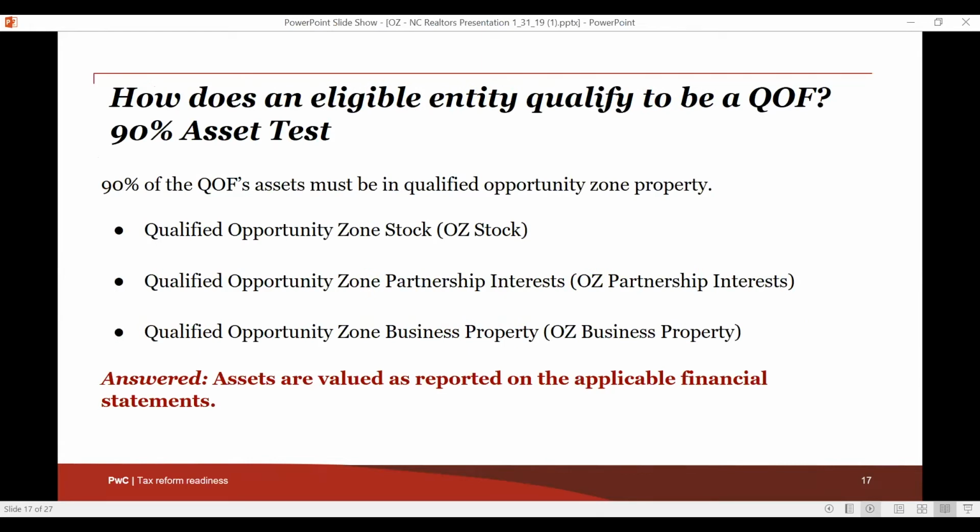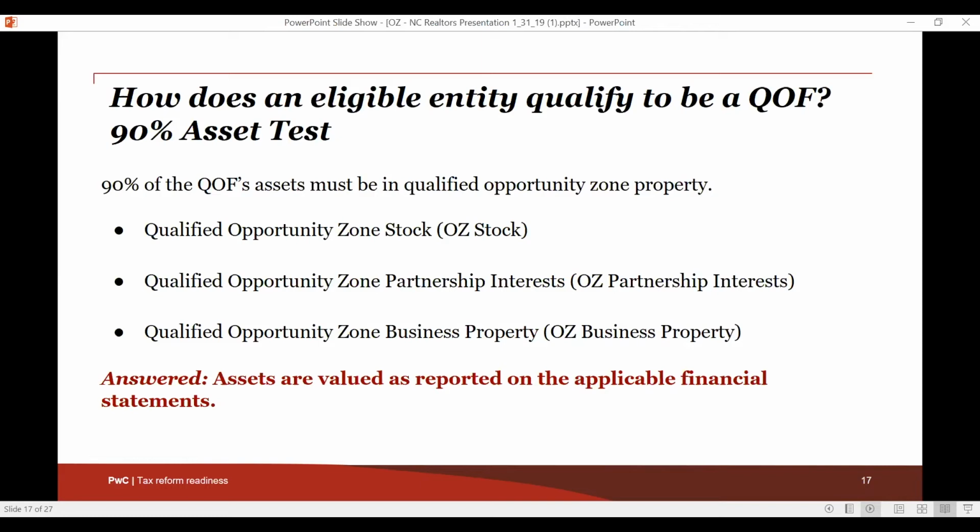As I mentioned earlier, there's a 90% test, and this is done biannually. And another piece of favorable legislation is that Treasury is allowing taxpayers the ability to self-certify that they are a qualified opportunity fund and pass the test simply by filing tax form 8996 and attaching it to the fund's tax return annually.